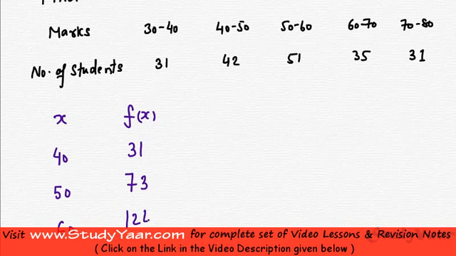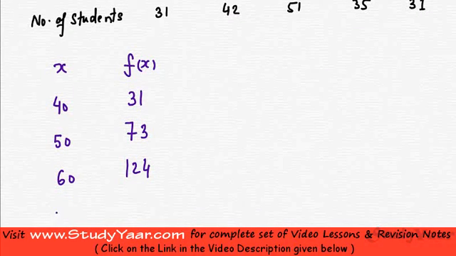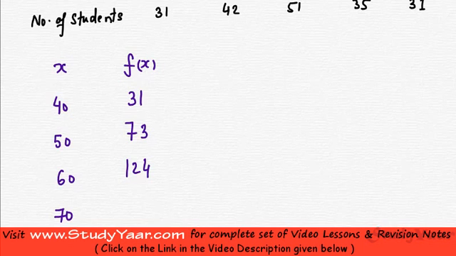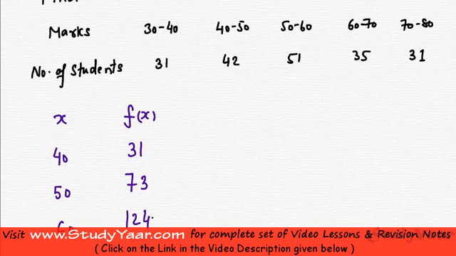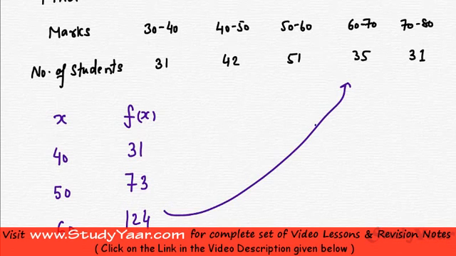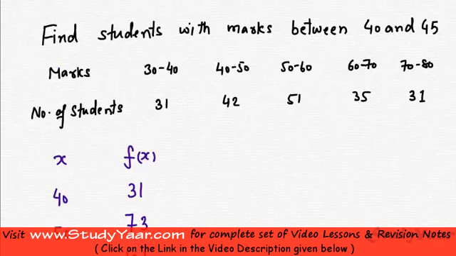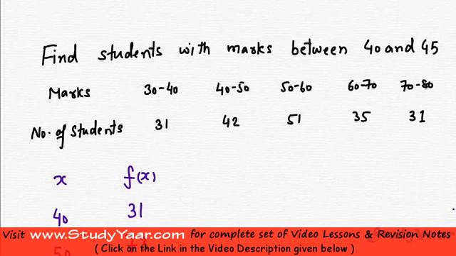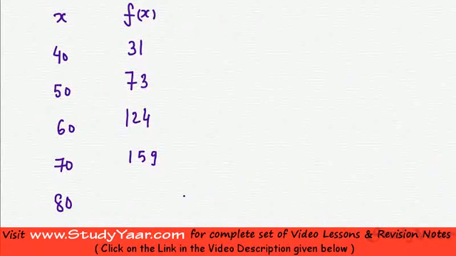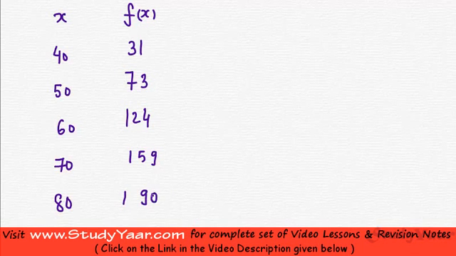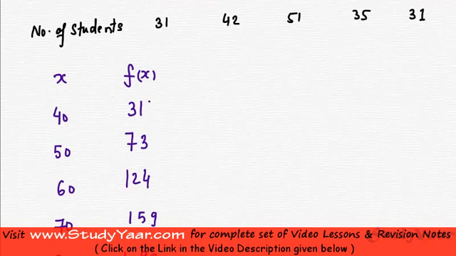And then you have your next x value, which is your 70, and your f of 70 is the number of students who have less than or equal to 70, you can say. So it's going to be 124 plus 35, which is going to be 159. So f of 70 is 159, and finally we have 80, and my f of 80 is 159 plus 31, which is going to be 190. So that's the table that I've got. So I have got x and f of x.